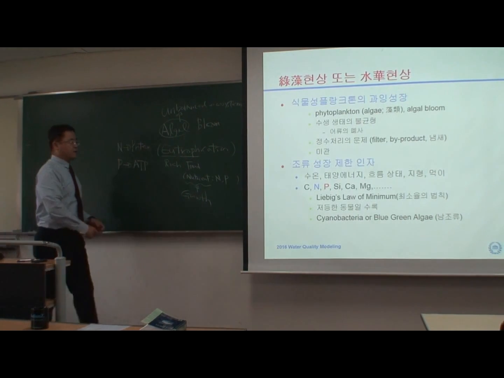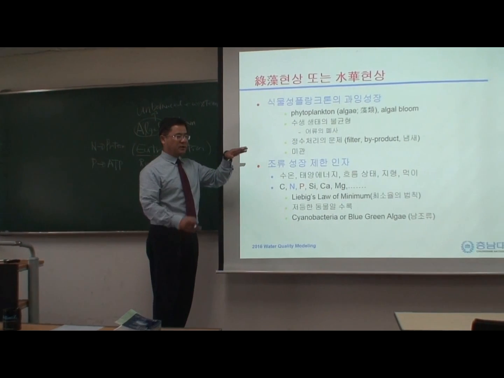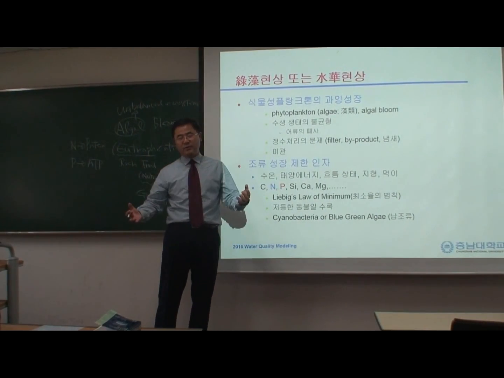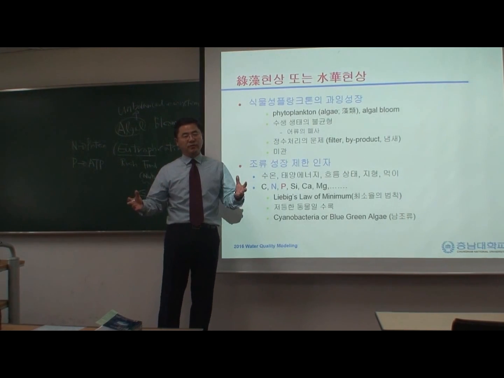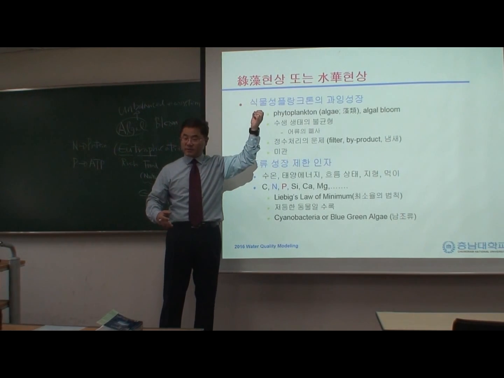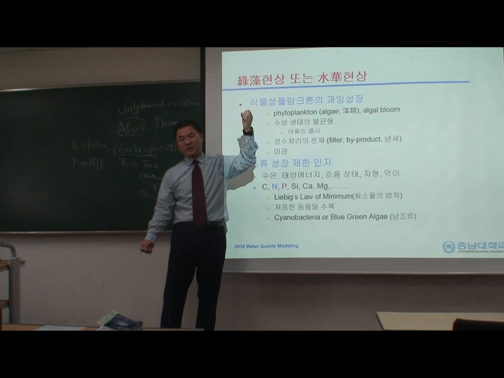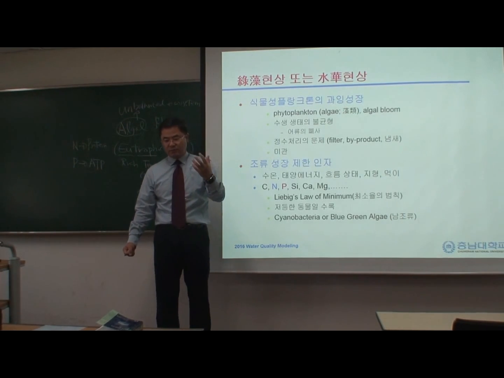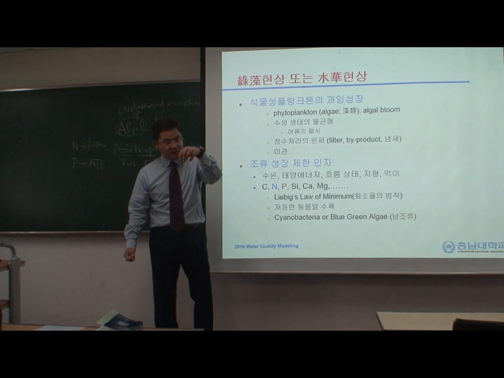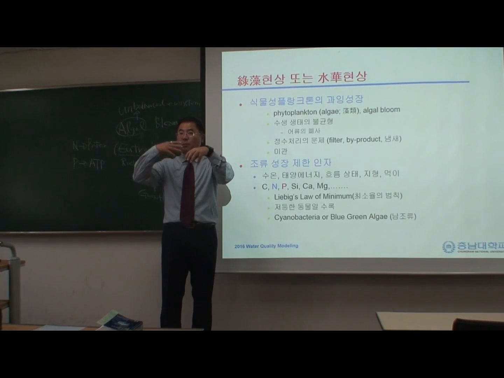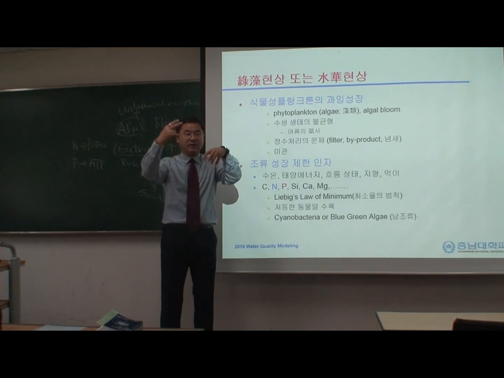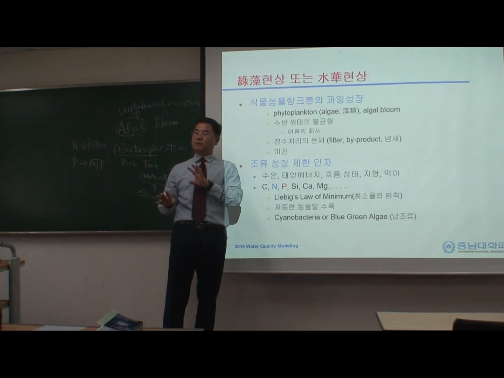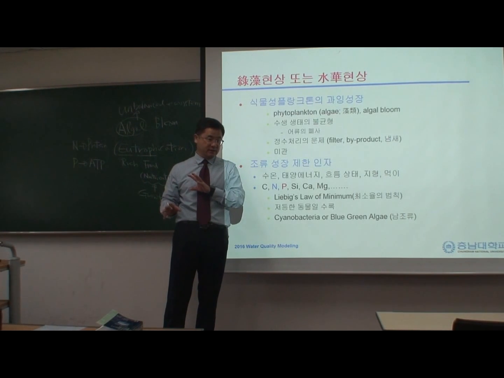Okay. In this case, we have so many different phytoplanktons. We are talking about now the growth of phytoplankton. But among phytoplankton, we have good phytoplankton and bad phytoplankton. Good phytoplankton means the zooplankton like it, so they can be a part of the food chain. But bad phytoplankton have toxicity. The zooplankton cannot eat it.